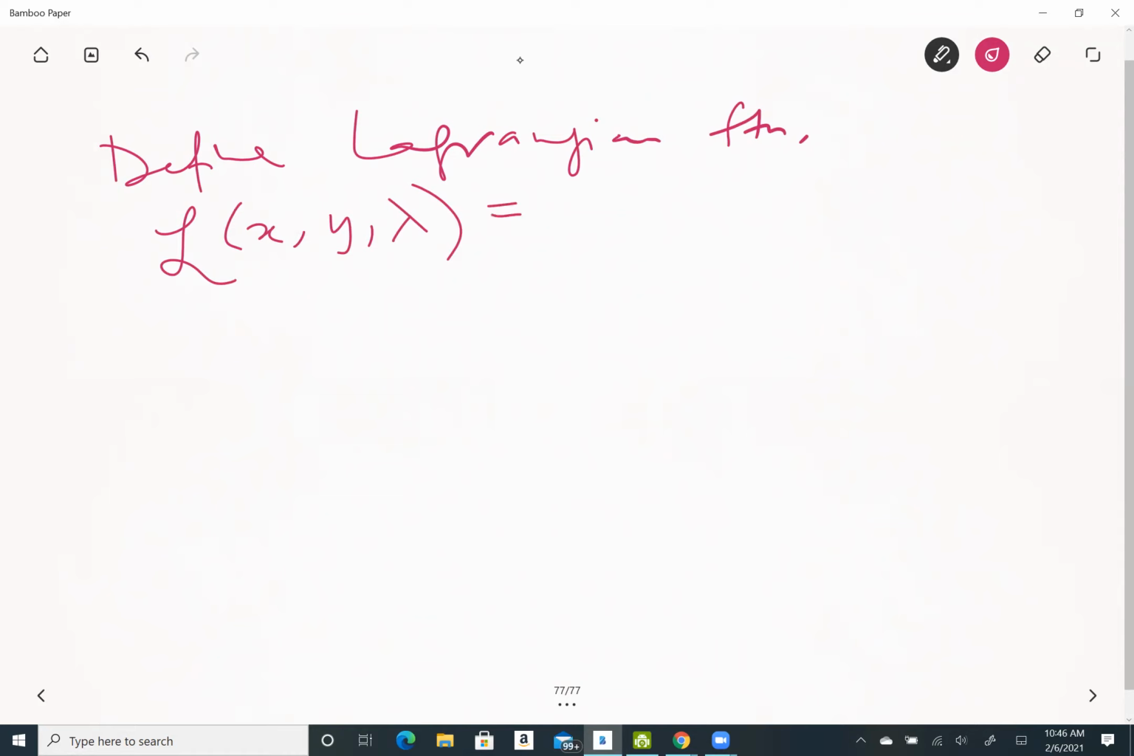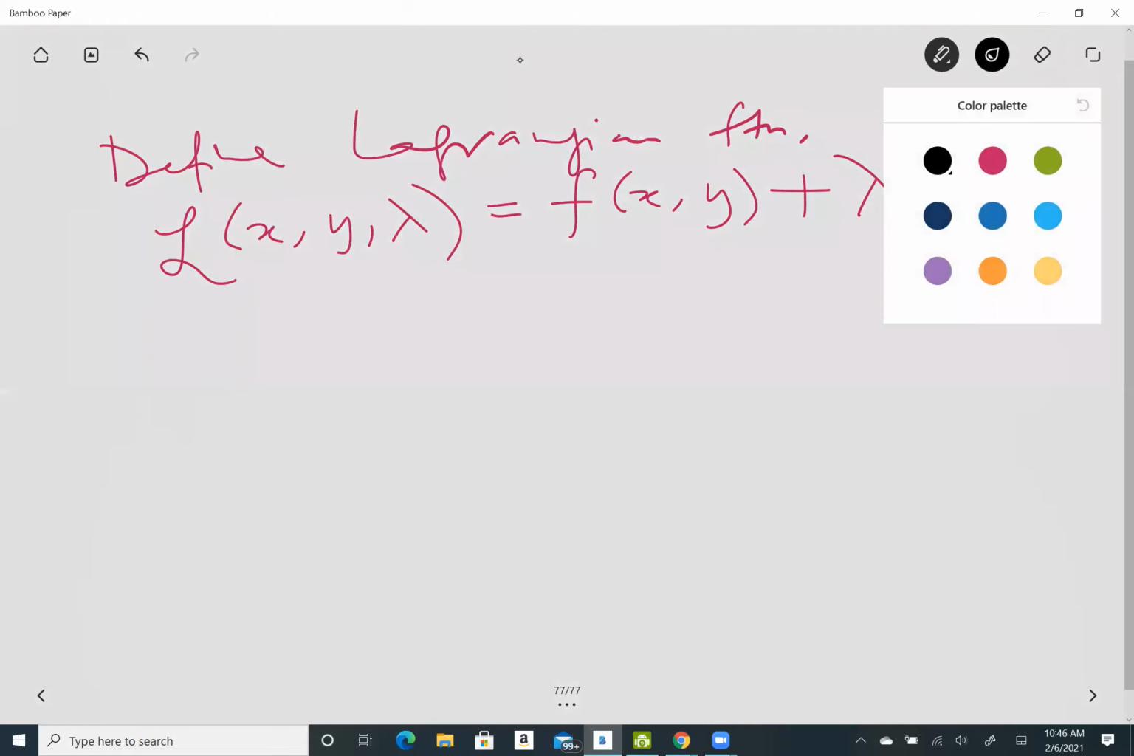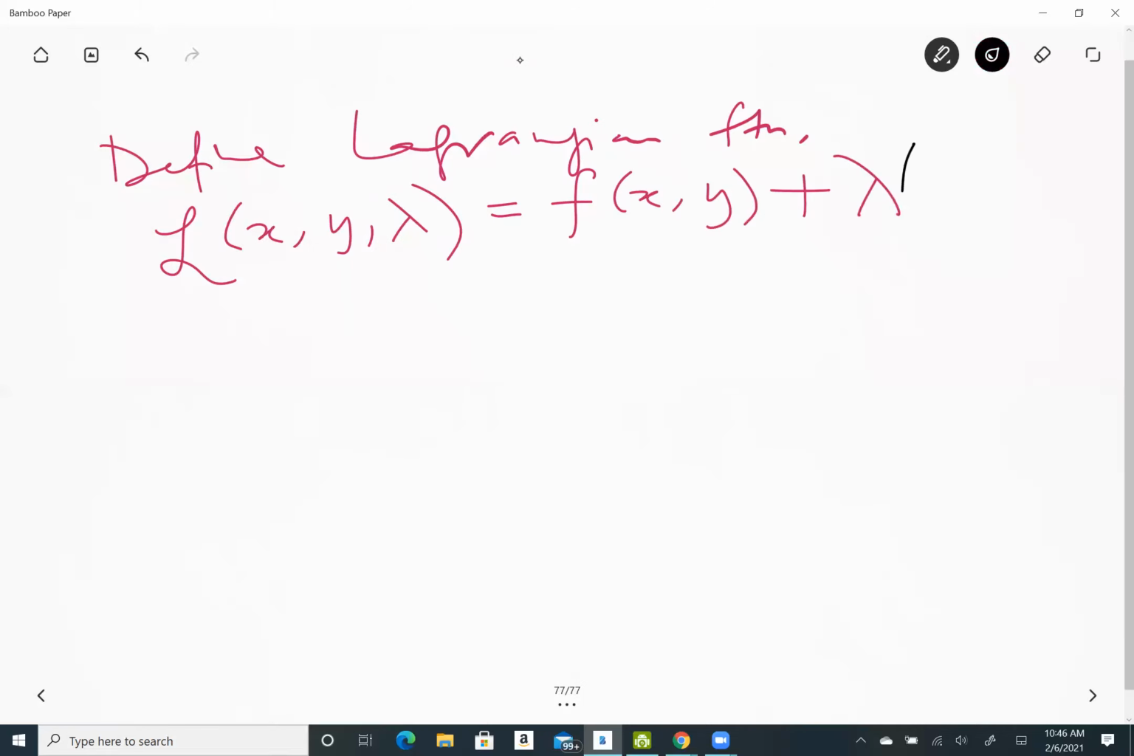That will be equal to the objective, f of x, y, plus we introduce the lambda, which is a new variable we call the multiplier, multiplied by the constraint. Now, the constraint, we will have to write in this form: g(x, y) minus k.